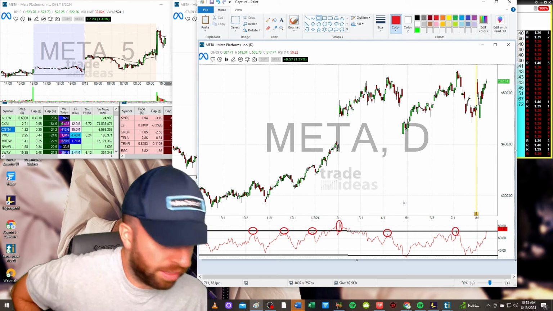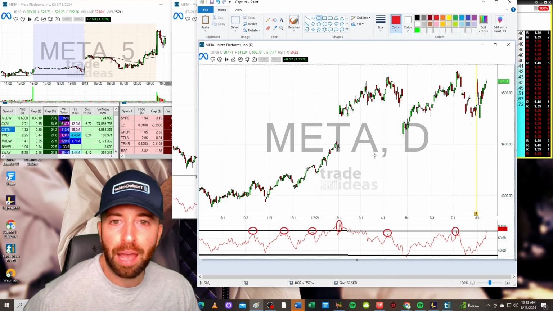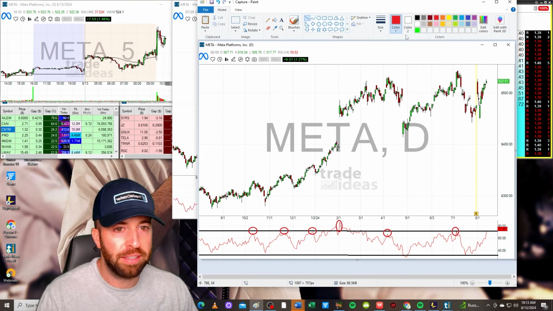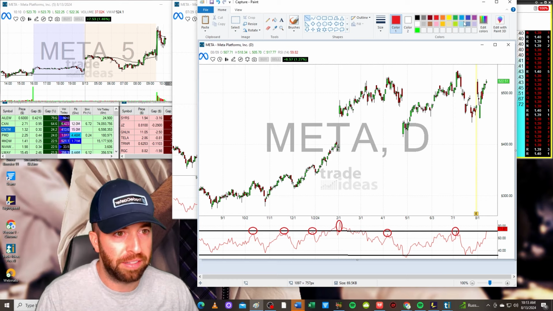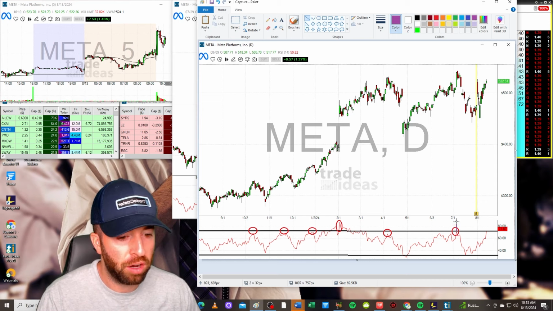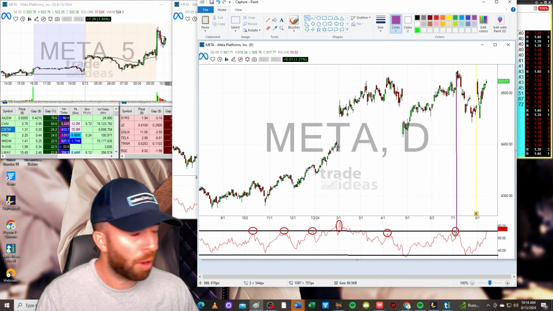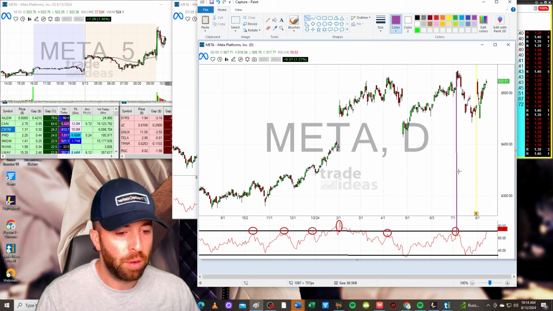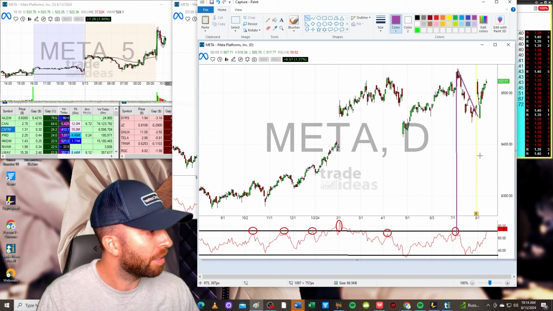Now let's correlate this to the chart and see what happens. I'm going to turn this into a different color, let's go to a purple color. Let's go from where we are overbought and go straight on up. Traders, what has happened? We were overbought, we went straight on up. What happened over the next few days, next few weeks? We came crashing all the way back down.